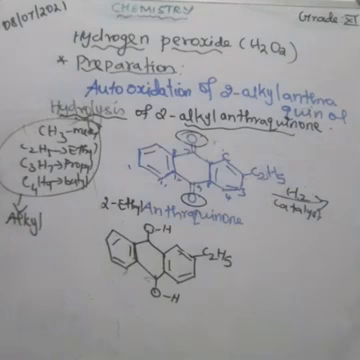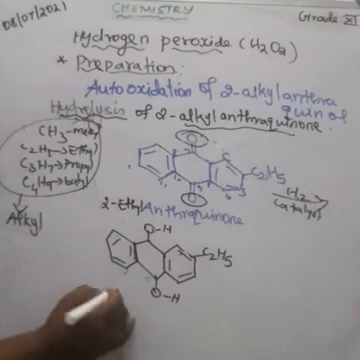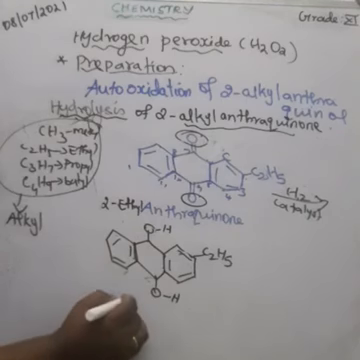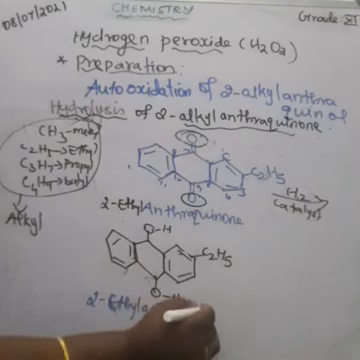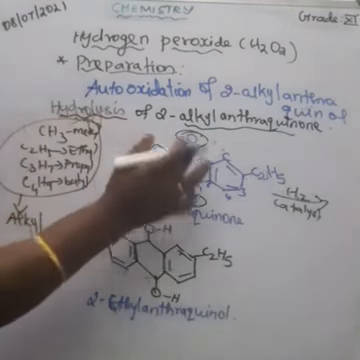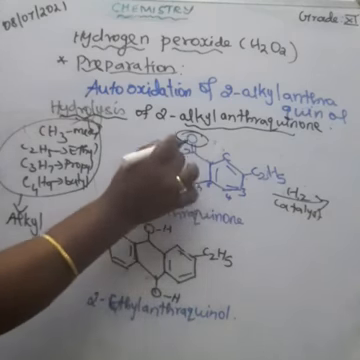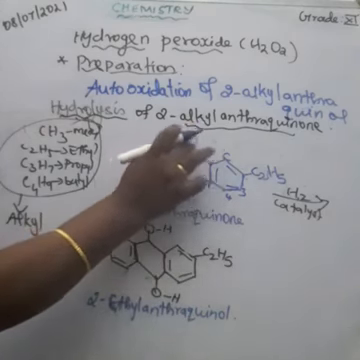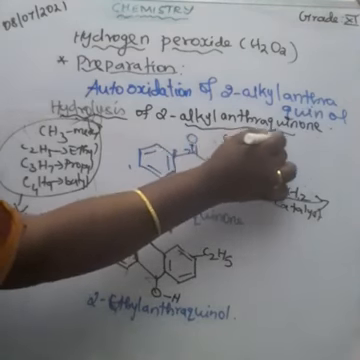Okay, so here, what is the name of this compound? Now this name is 2-ethyl anthraquinol. Okay, quinol, NOL. This is anthraquinone because of the double bond and oxygen, the CO group coming here. CO means ketone group. Okay, this is organic chemistry.